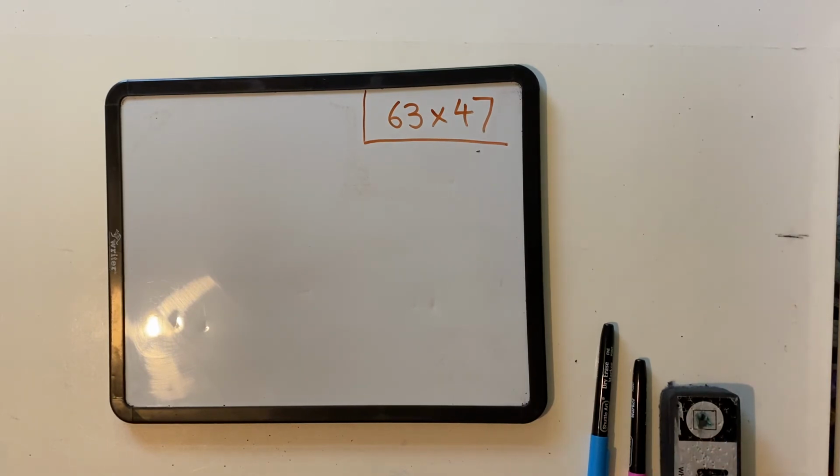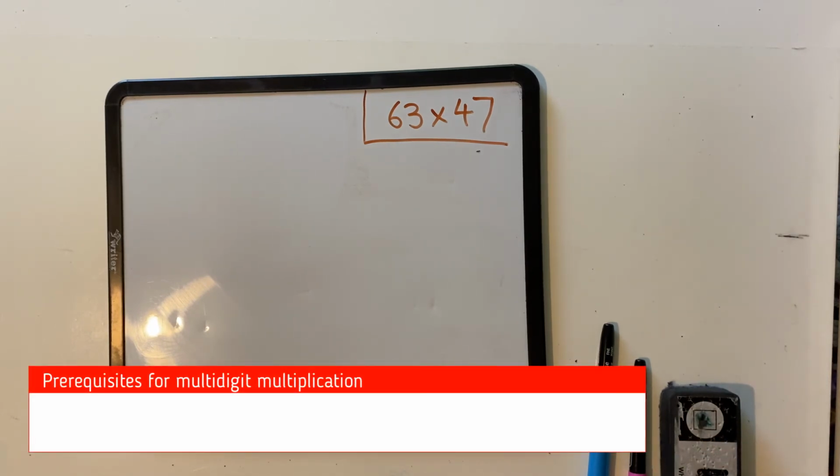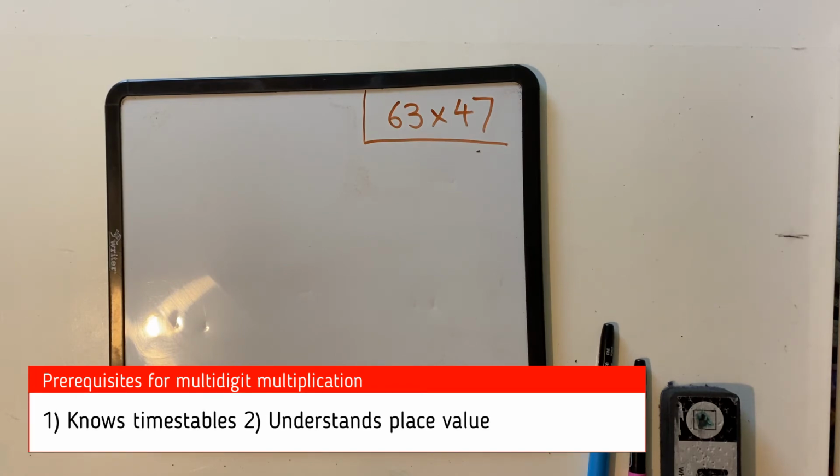So I think it's fairly clear from this what the prerequisites are for multi-digit multiplication. Number 1, your student needs to know their multiplication facts, otherwise known as their times tables. And number 2, your student needs to understand place value. That is, for example, what is the difference between 2 times 2 and 2 times 20? So if they're not comfortable with those two things, I would go back and do some groundwork before moving on to multiplication.